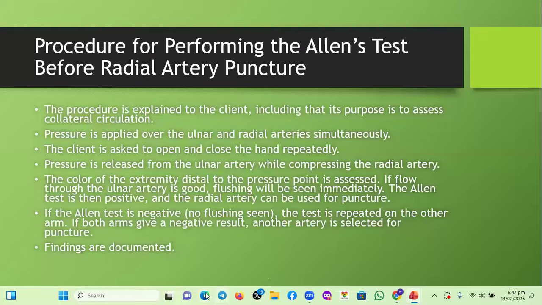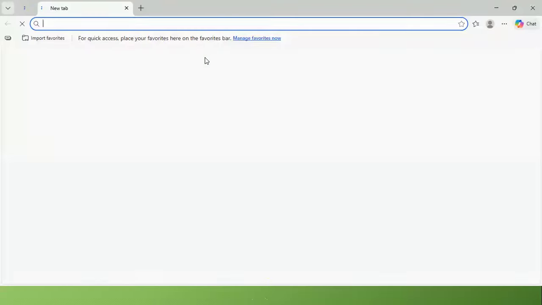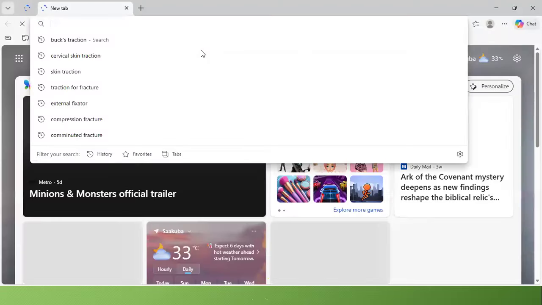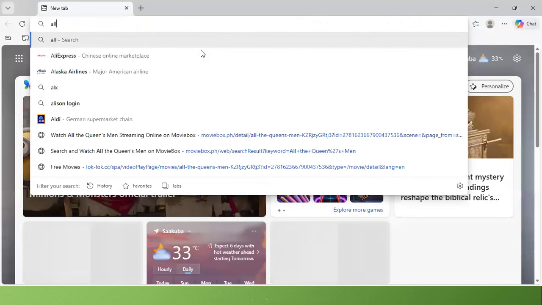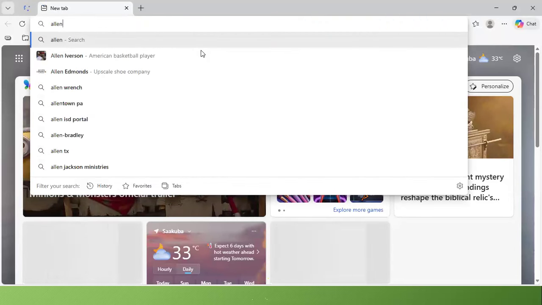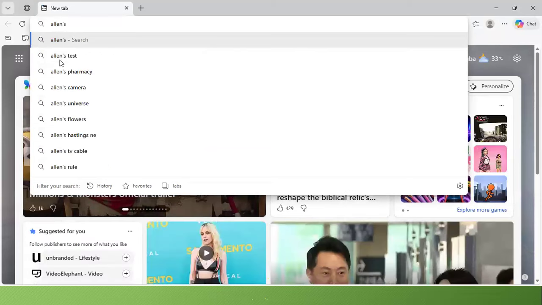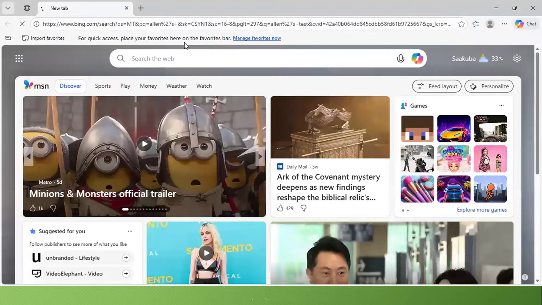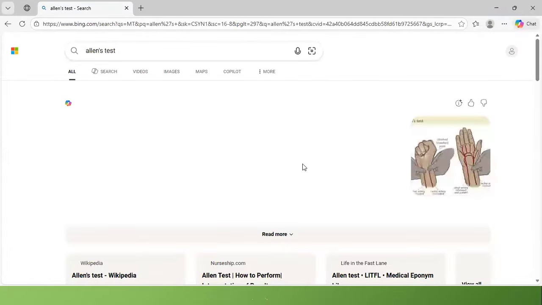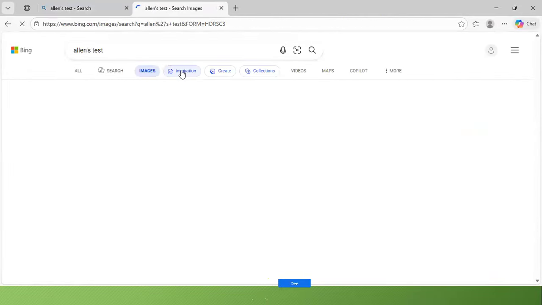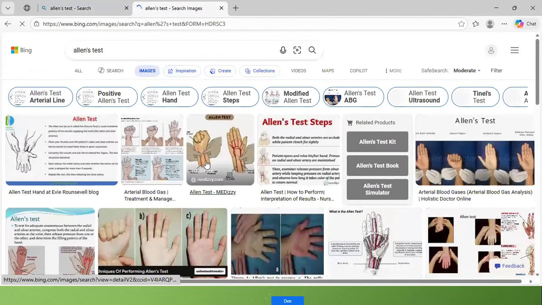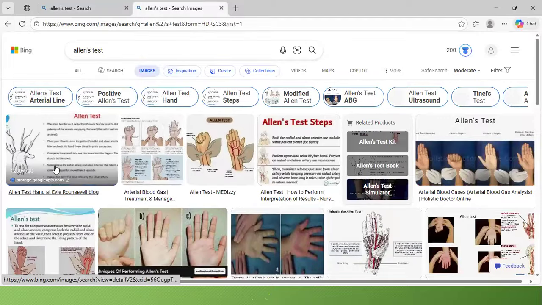So let me see if I can show you a picture of what I'm trying to explain. When you are learning for the NCLEX, you need to know about the Allen test, and when the Allen test is performed. Okay. So let me see if I can get an image. Yes, so this is what I was trying to say.